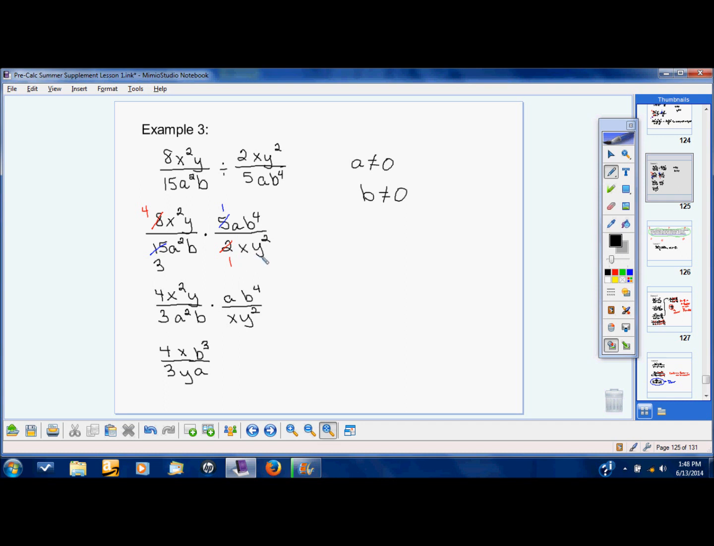If a variable shows up in any denominator, it means that that piece can't equal 0. So A and B come from here and here, but X also can't equal 0, and Y also can't equal 0. Okay? Because any of those equaling 0 would give you an undefined fraction somewhere along the problem. So our whole answer here is A not equal to 0, B not equal to 0, X not equal to 0, and Y not equal to 0.